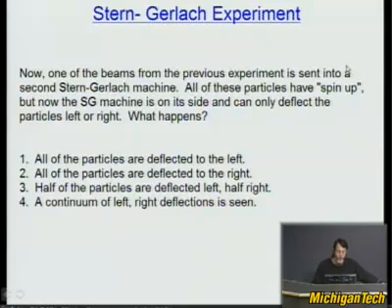Okay, so are all of the particles deflected left? Or are all the particles now deflected right? Do half the particles deflect left and half to the right? Or is a continuum of left-right now seen on the screen? So you took the ones that were measured to be spinning up from the first Stern-Gerlach experiment, and you passed them through a left-right Stern-Gerlach experiment. Is this going to give you half deflected one side, all deflected one side, or something different?